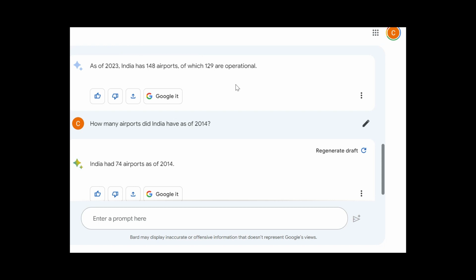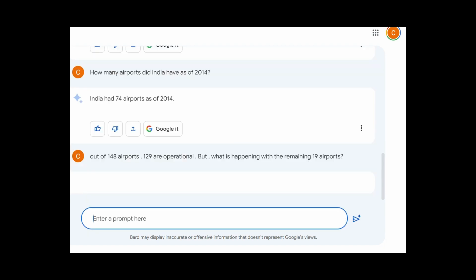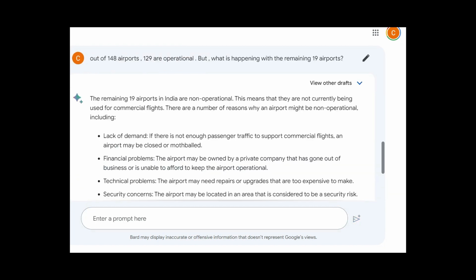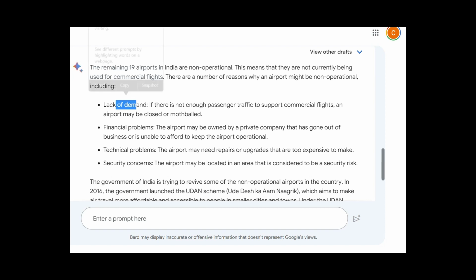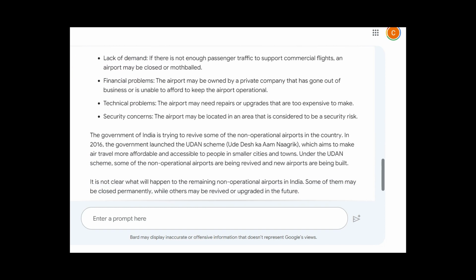So one question I have is, out of 148, 129 are operational. What is happening with the remaining 19 airports? So I will ask this question. Okay, so it says 19 are non-operational, and due to these reasons: lack of demand, financial problems, technical problems, security concerns, and the government is trying to revive some of the non-operational airports in the country as well.